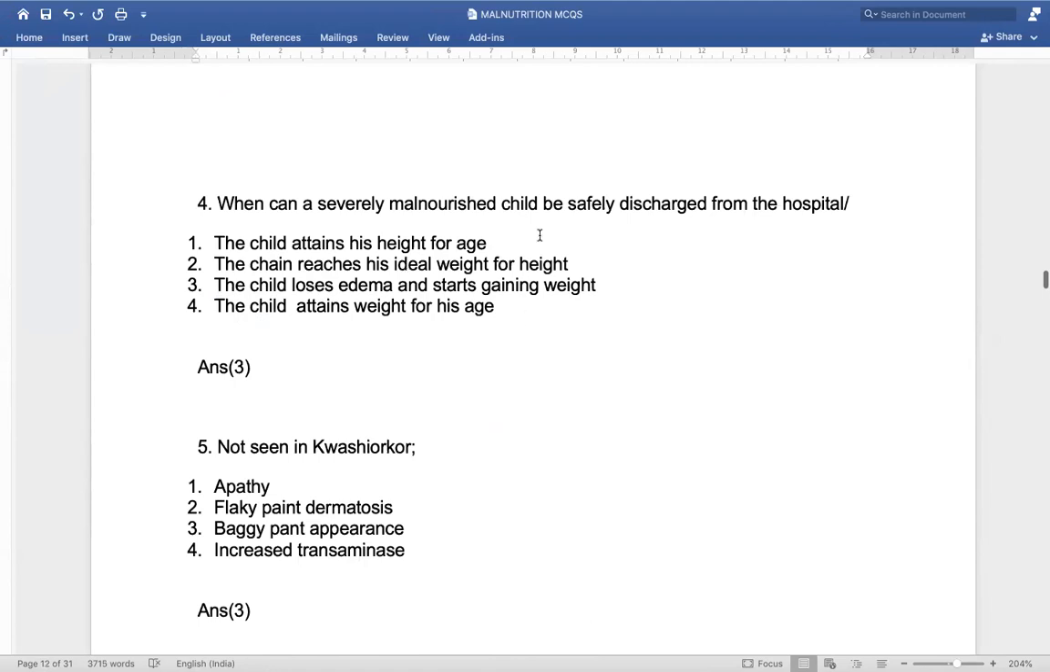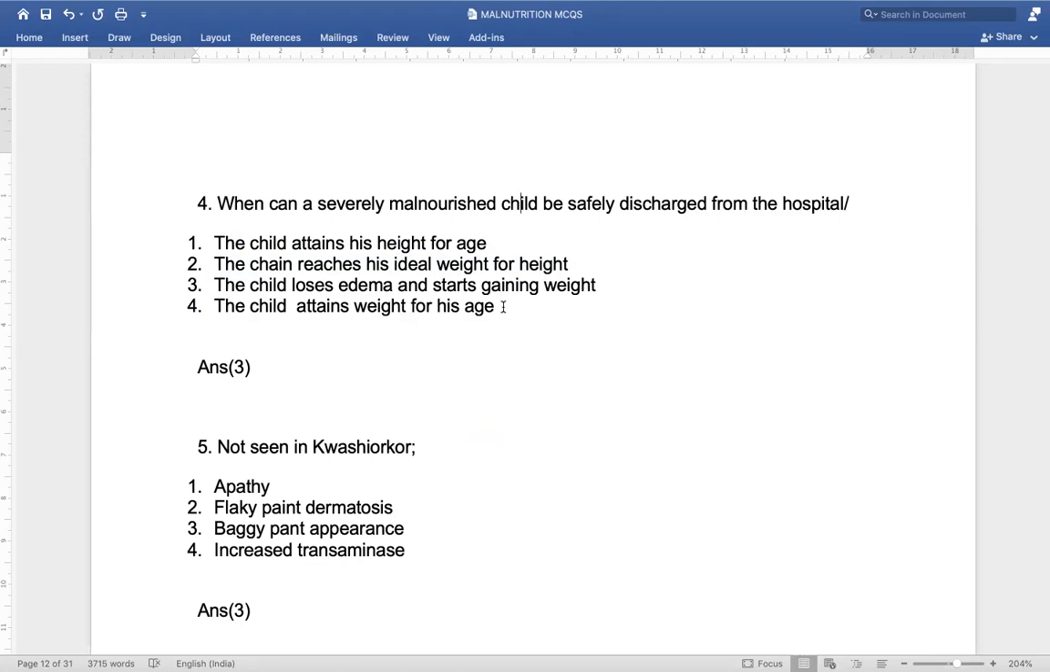So what is the criteria for discharge in severe acute malnutrition? When can a severely malnourished child be safely discharged from hospital? The child should attain height for age. That cannot happen overnight. You can easily eliminate this option. Or the child reaches the ideal weight for height. This also will take around 5 to 6 months. The rehabilitation time for a severe acute malnutrition is 6 months. He cannot reach an ideal weight during treatment time.